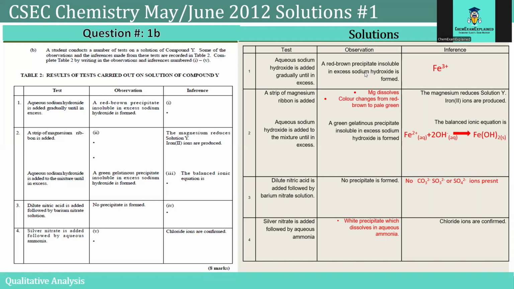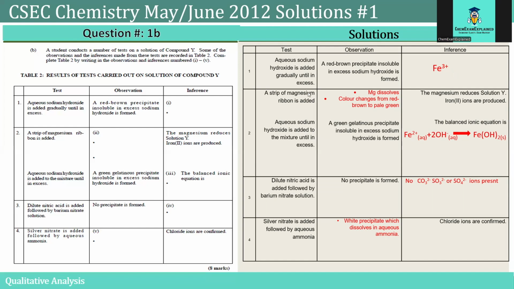If it was copper, it would be blue. If it was iron 2, it would be dirty green or pale green. So iron 3 plus aqueous ions are present. So Fe3+.